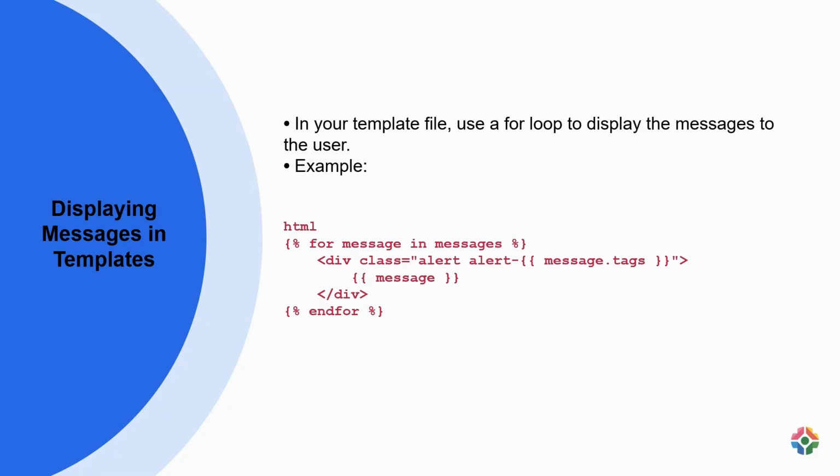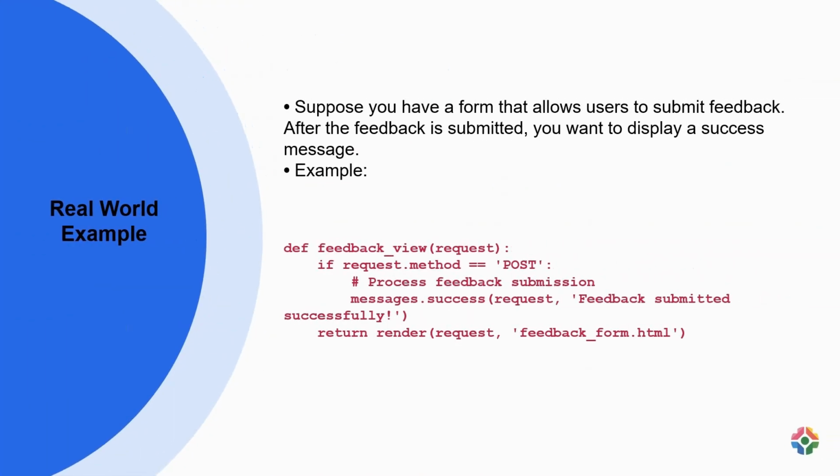Each message can be styled differently using CSS classes such as alert-success, alert-warning, or alert-danger to provide visual feedback to users. To display a success message after submitting feedback in a web form, you can use the Messages framework in Django. 1. In your view function that handles the feedback submission, after processing the submission, you can use messages.success(request, 'your success message here') to add a success message.